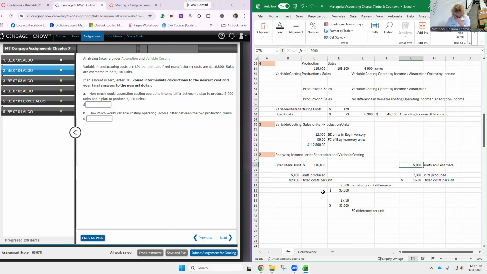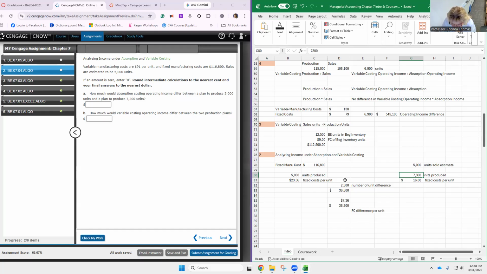When they're the same, then the operating income on both of those are the same. But now we're going to change it. Now we're going to see what happens if we produce more than we sell. And up here, when we produce more than we sell, variable costing operating income is lower than absorption operating income. But what we need to find out is there's two ways to do this.